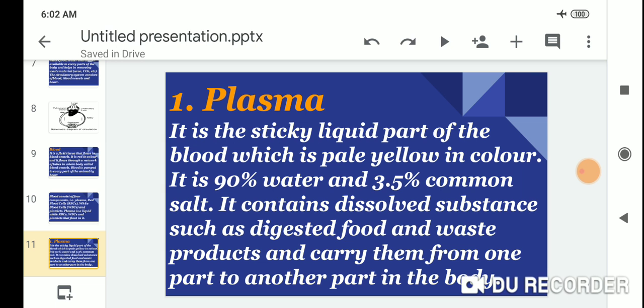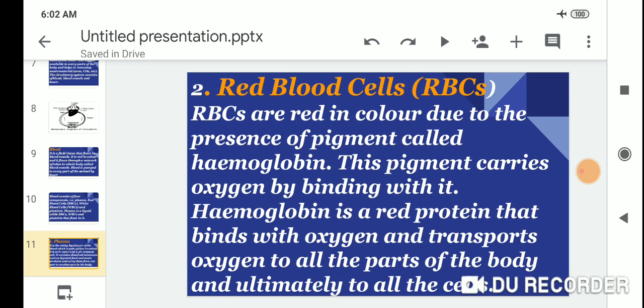The first one is plasma, a blood component. It is basically the liquid part of the blood, which is pale yellow in color. It is about 90% water and 3.5% common salt. It contains dissolved substances such as digested food and waste products and carries them from one part of the body to another.